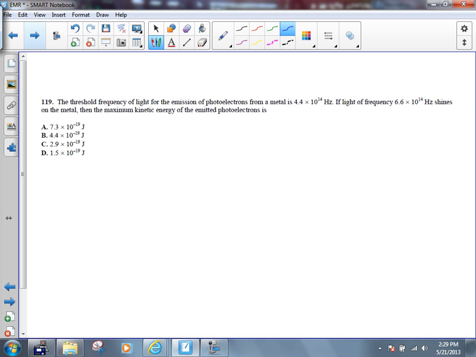119 says the threshold frequency of light for the emission of photoelectrons from a metal is 4.4 times 10 to the 14. The frequency of light is 6.6 times 10 to the 14. So in other words, we're shining light on this metal, light that has a higher frequency than the threshold frequency. In other words, electrons will be ejected. We want to find the max kinetic energy of those electrons that are ejected.